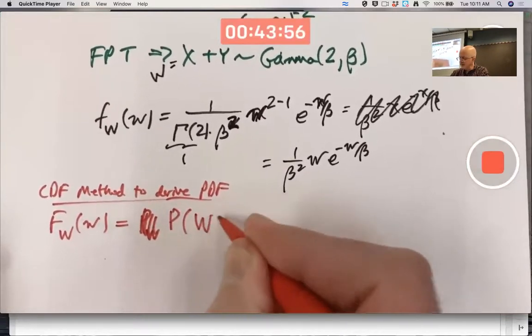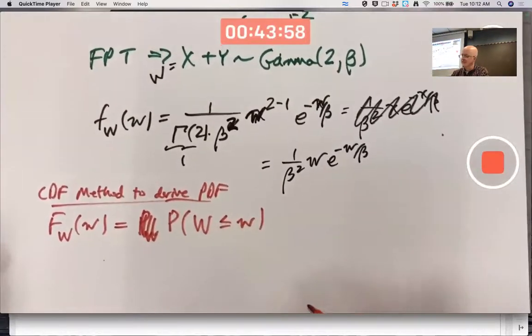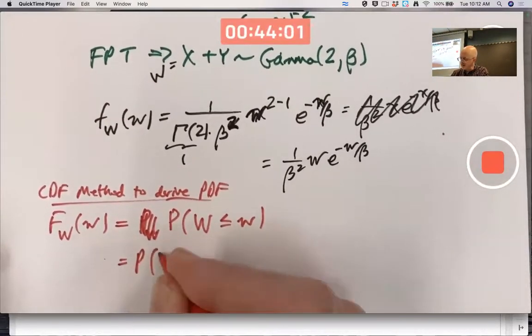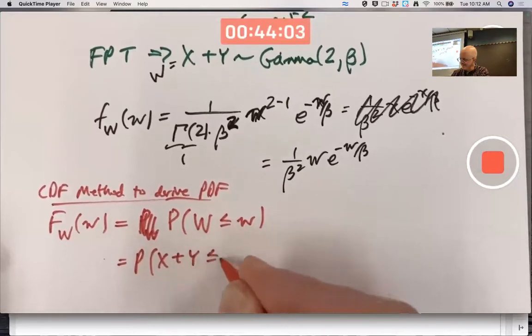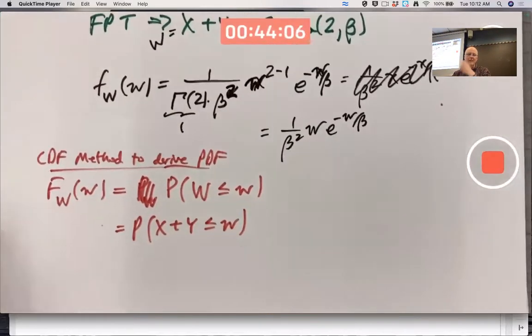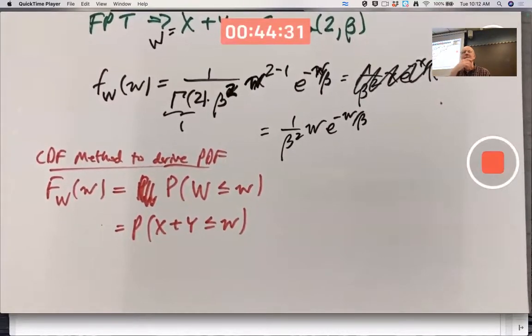Probability that capital W is less than or equal to little w, but capital W is x plus y. But how in the world am I going to go any further? I mean, I do know x and y individually are exponential. But usually at this point, you solve for x or y on one side of the inequality. And I mean, I could do that here, but is it helpful? Because I'd still have a random variable on the other side, not a non-random variable.